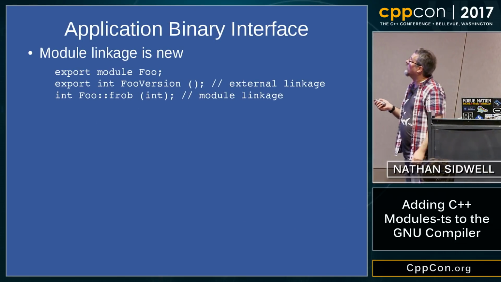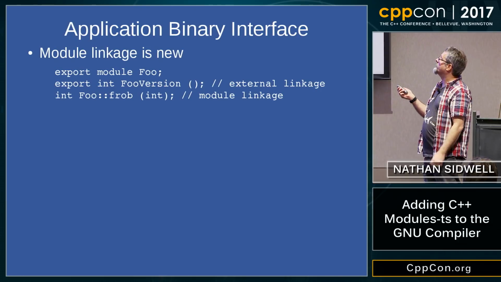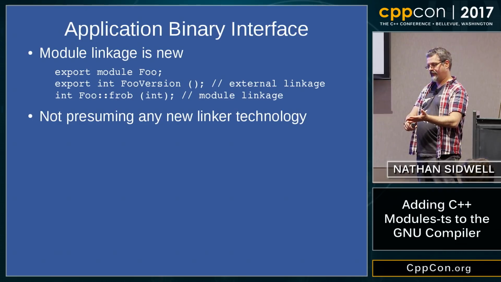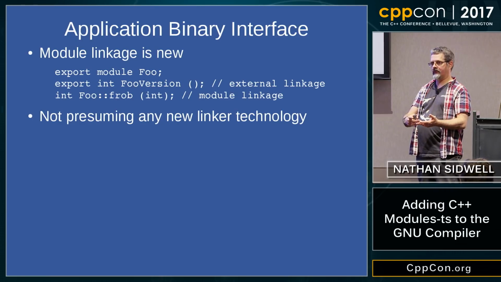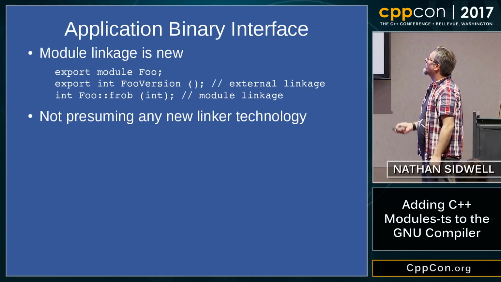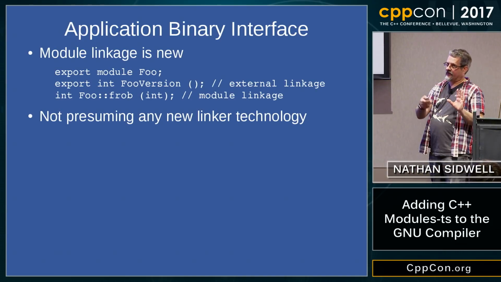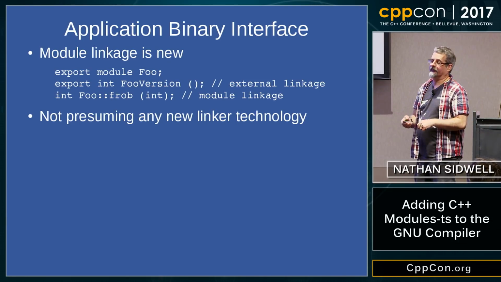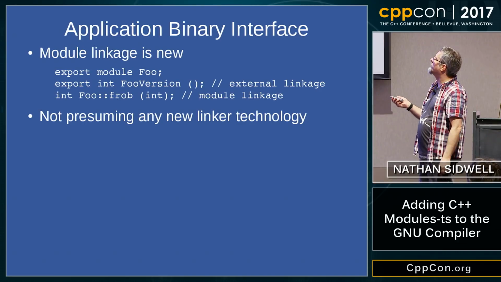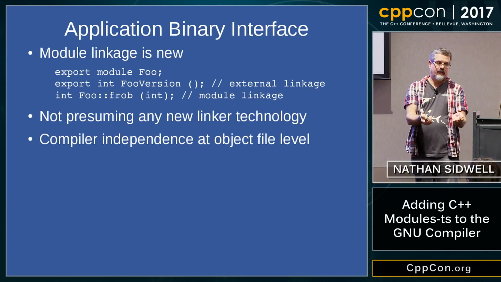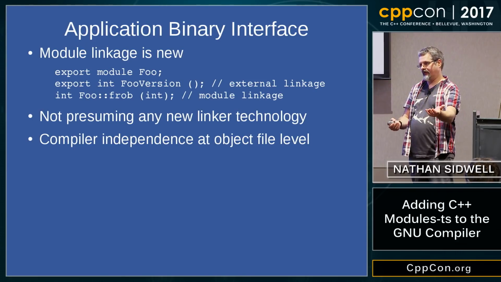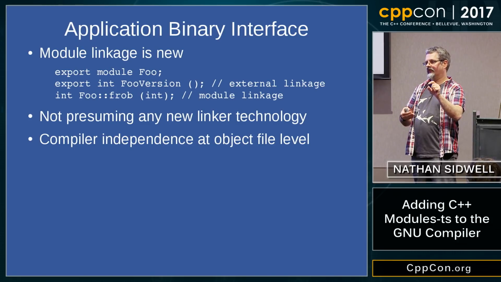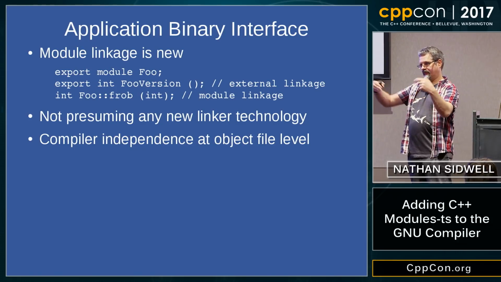So, this is just repeating: module linkage is new, these are some symbols. I'm not going to assume any new magic linker technology. People are going to have to update their compilers and their build systems. If they think I'm going to have a new linker technology, they're going to go, oh, screw this, it's too hard. So we're going to stay with the linker technologies that you already have. For this slide, I'm just going to say it's ELF, because that's easy, but it's not specific to this. We want compiler independence at the object level. We want to be able to build our object files with different compilers and have them linked together, even if we end up having to rebuild the interfaces with a single compiler to get the BMIs that we need.